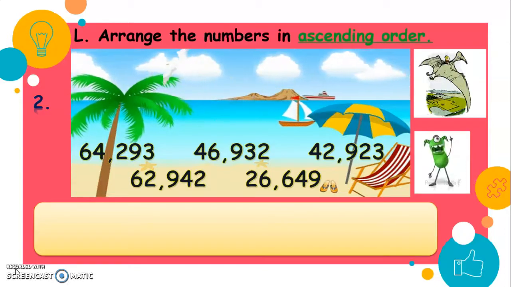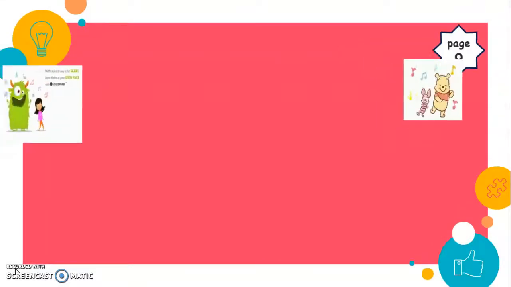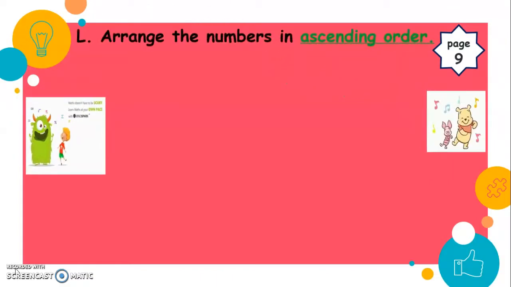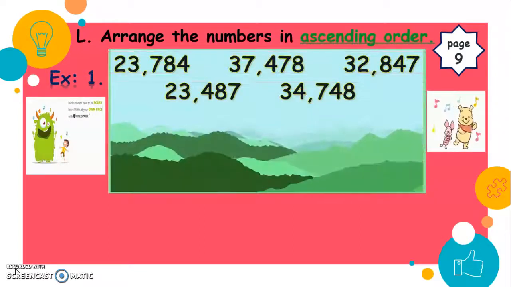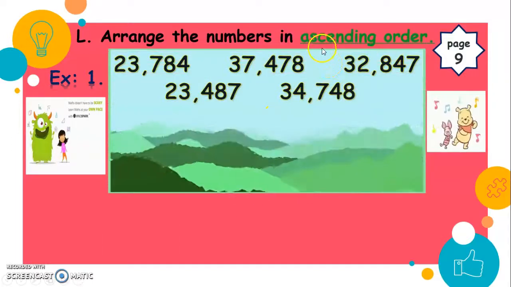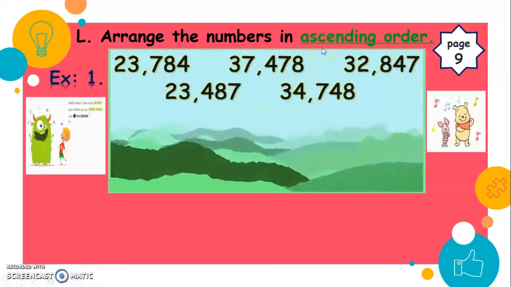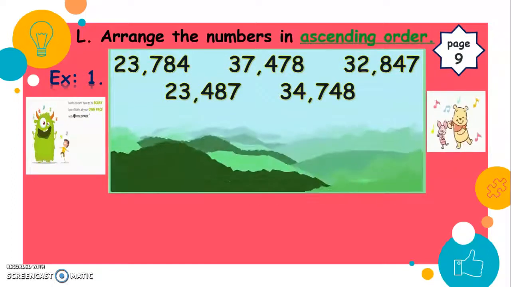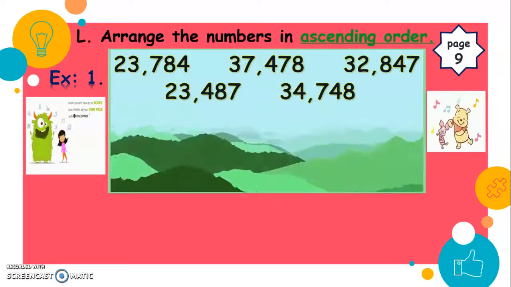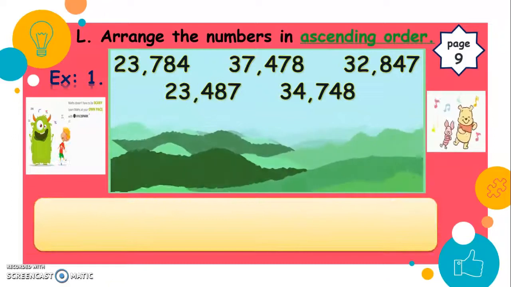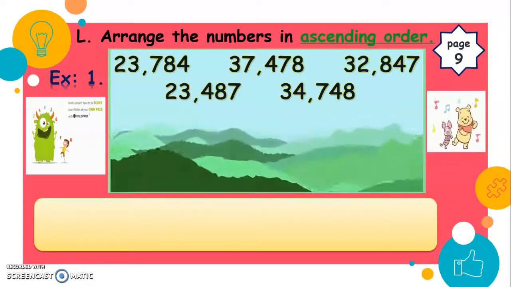If you are finished, we can now see the correct answers. Again, we are doing page 9, and this is letter L. Arrange the numbers in ascending order. If you remember from our previous lesson, ascending order means the numbers should be arranged starting from the smallest, going up to the greatest number. So for example, number 1, which one do you think is the smallest number?